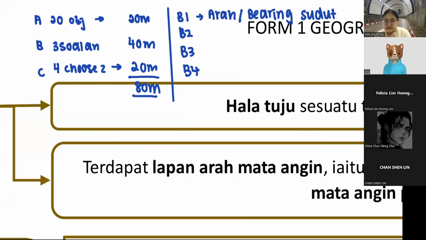What is the passing mark? Passing mark 40, yeah? Only 40. 40 is the passing mark. Above 40 means you have passed.